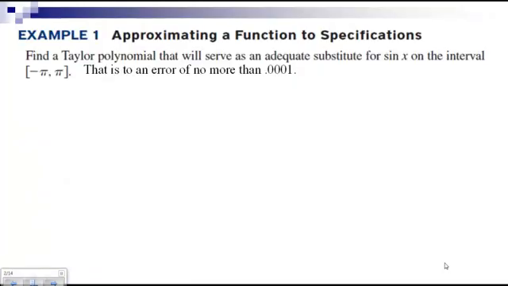I would like to find a polynomial that estimates the value of sine of x on the interval from negative pi to positive pi. And I'd like to do so with an error of no more than 1/10,000. Okay? So that's what I would like to do. How do I do it?